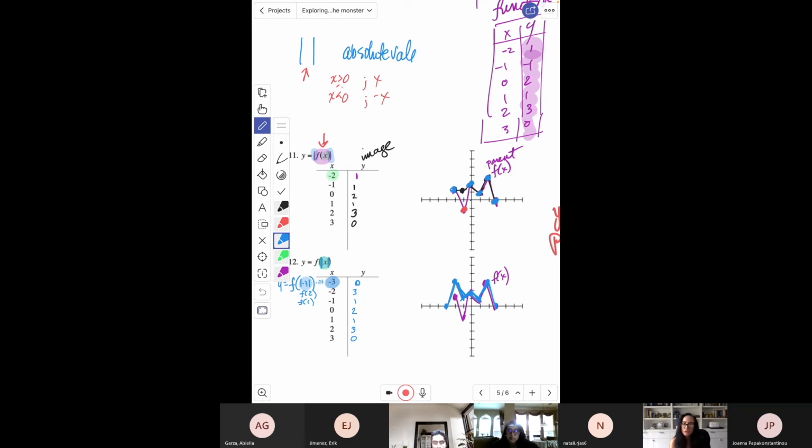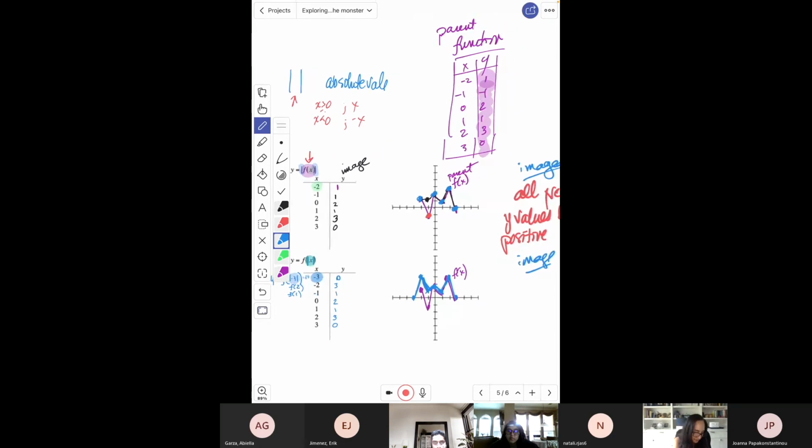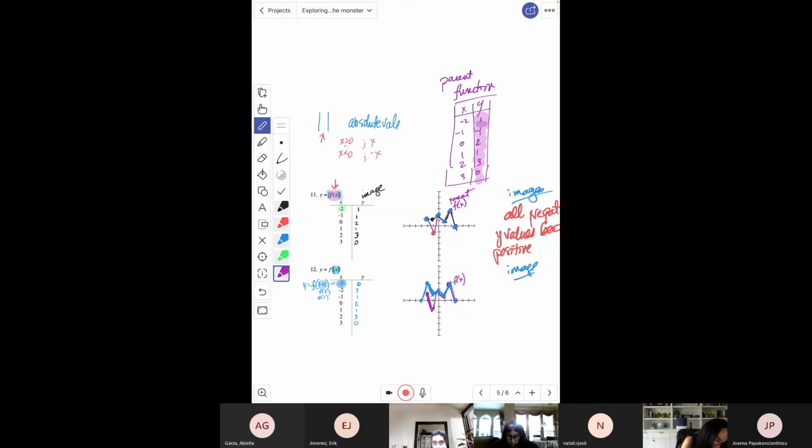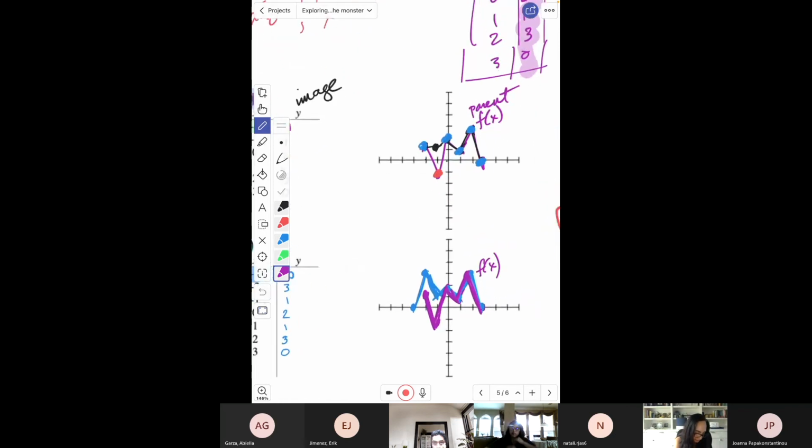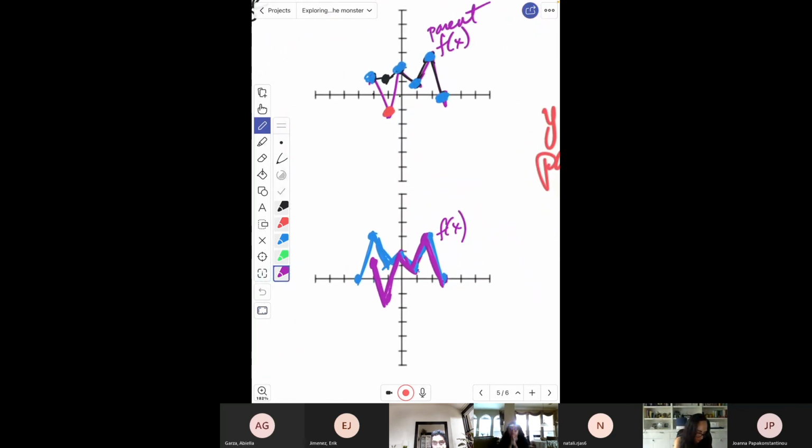It's kind of a weird description. Can anybody put it into words? What's happening here? It's not going to be something as easy as, oh, it's shifted to the right 2. How would we describe what's happening to the parent? What is happening? If I look at that graph, how would we describe that?